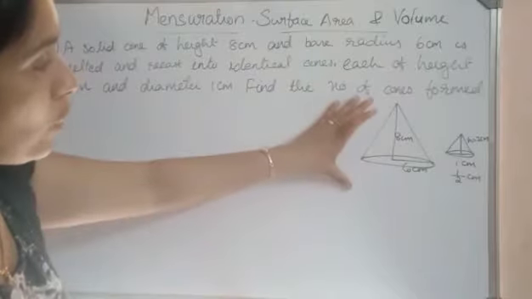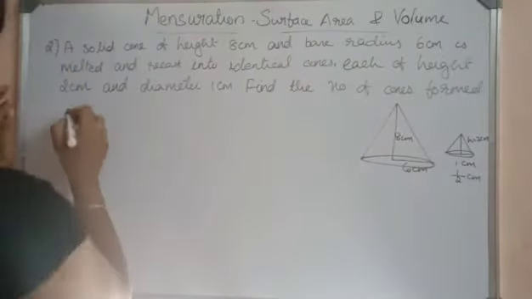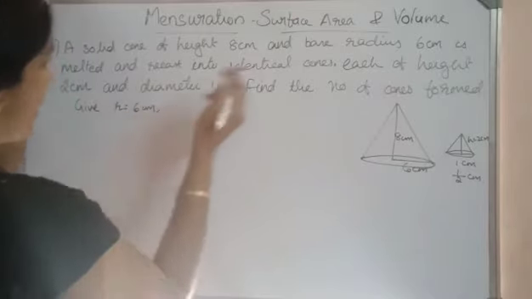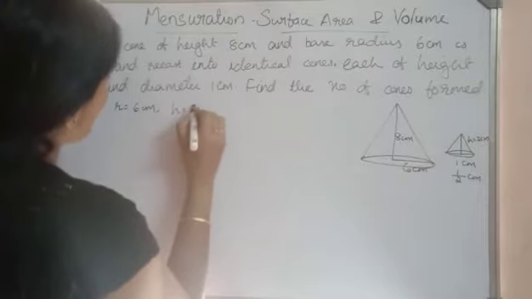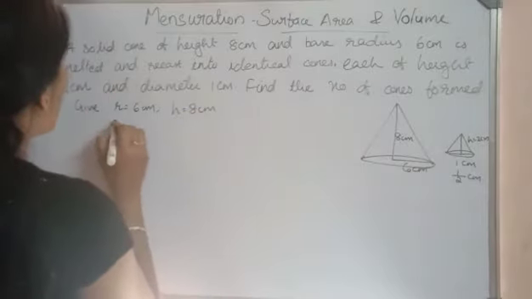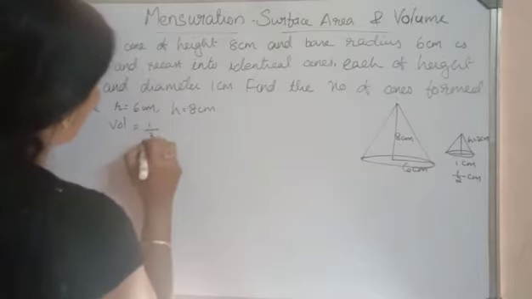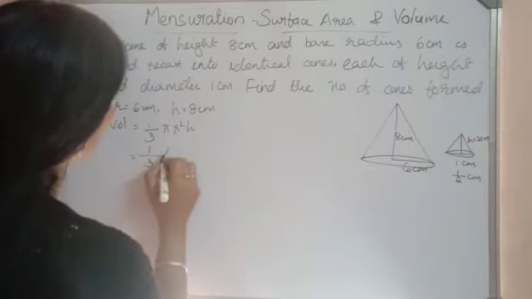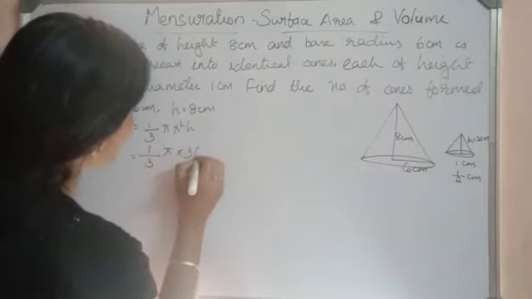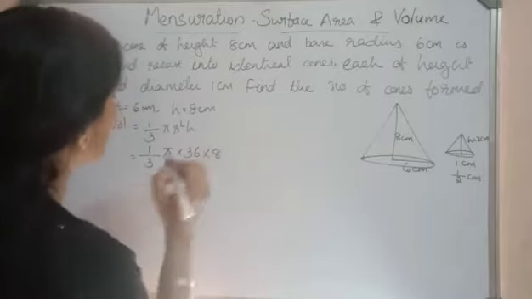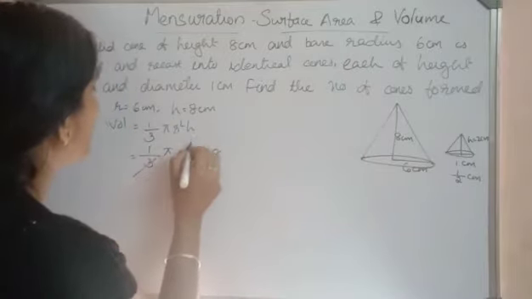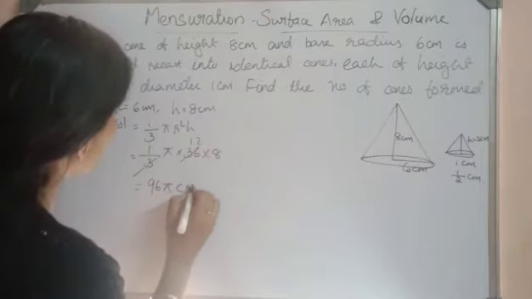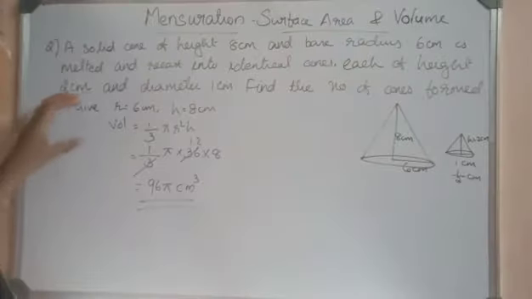Now, first let's find the volume of the bigger cone. The radius of the base is 6 centimeters and the height is 8 centimeters. Therefore, the volume is equal to 1 by 3 pi r square h, that's equal to 1 by 3 into pi into 36 into 8. On simplification, we get 96 pi centimeter cube. This is the volume of the bigger cone.